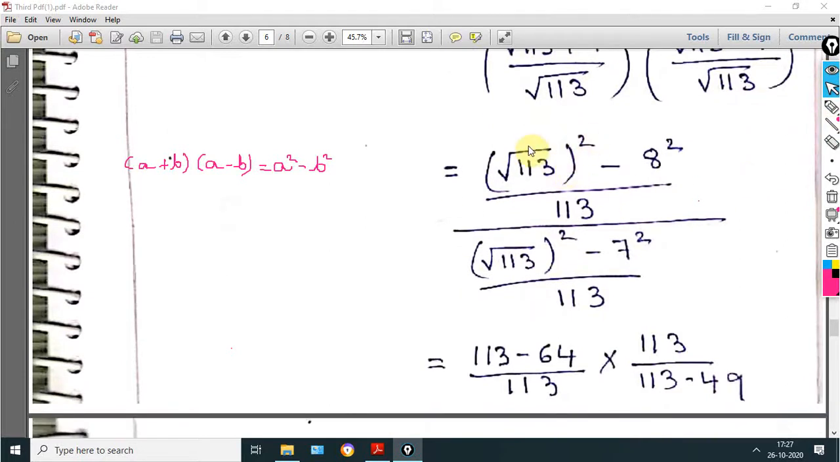Now this square and this under root get cancelled. So we will get 113. Okay. Here I am writing. I am taking a pencil. So this square and this under root get cancelled. How much will we get? Yes, we will get 113 minus, how much is 8 square? 64. So we are writing 64 by, what is there? 113 is there. So we are writing 113.